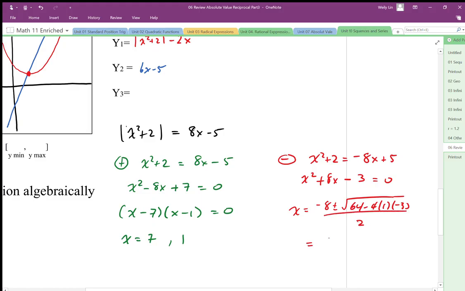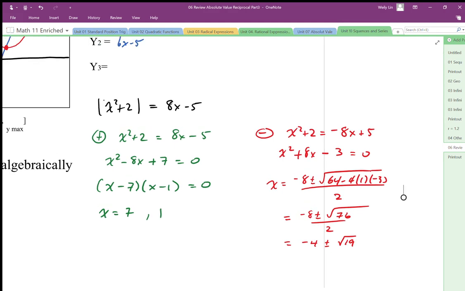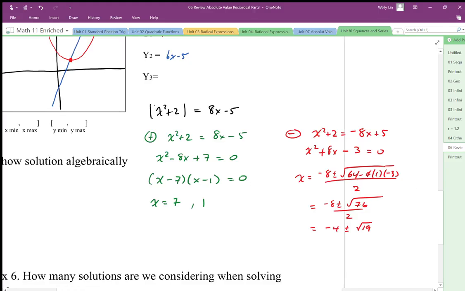Solving this, negative 8 plus or minus the square root of 64 plus 12, or 76, over 2. Simplifying this, I get negative 4 plus or minus, and I can factor the 4 out. I'm left with 19, so I'm left with the square root of 19. Okay, so those are my solutions. When I plug these back in, I can check.